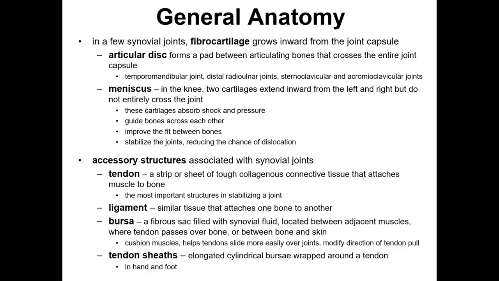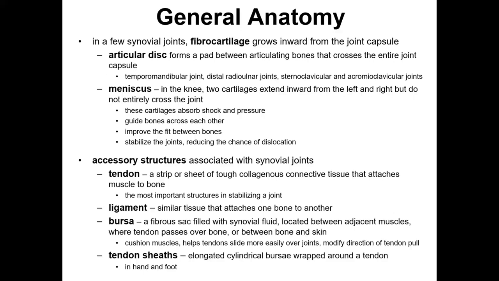In a few synovial joints, fibrocartilage grows inward from the joint capsule. You could have what's called an articular disc, which forms a pad between the articulating bones that crosses the entire joint capsule. We see this in the temporomandibular joint, the distal radioulnar joints, the sternoclavicular, and the acromioclavicular joints. Oh, that's a mouthful.